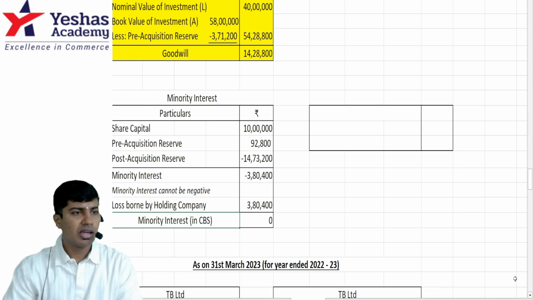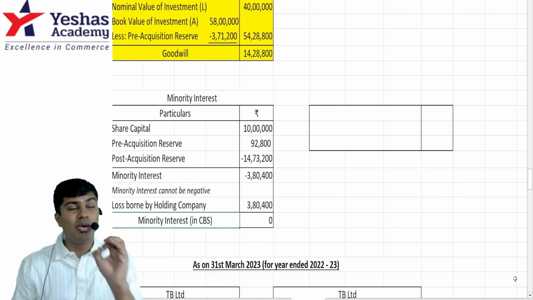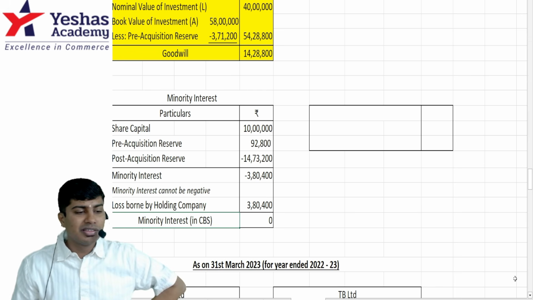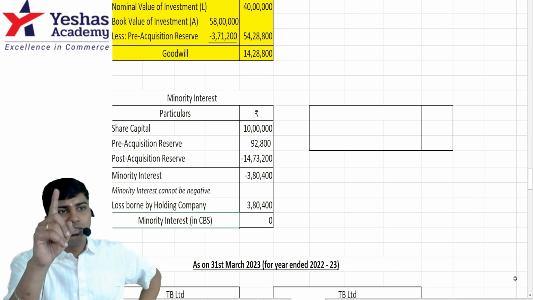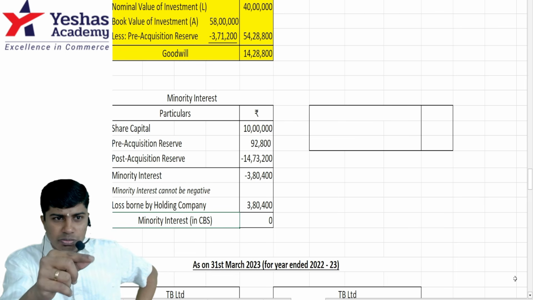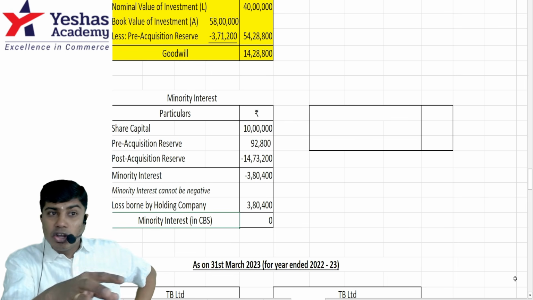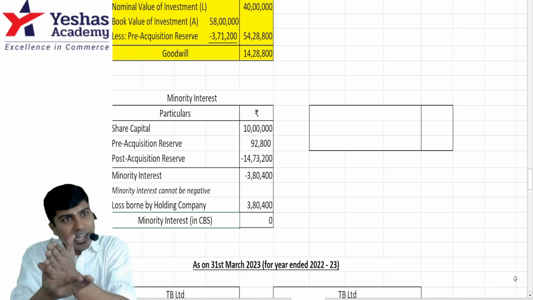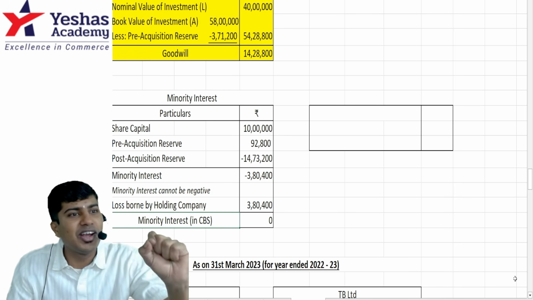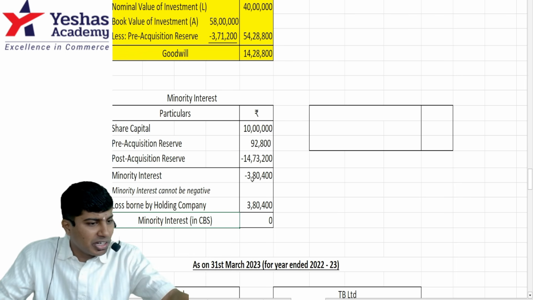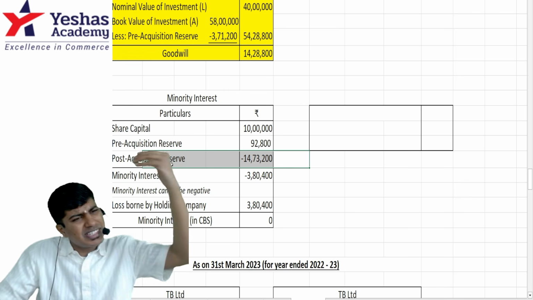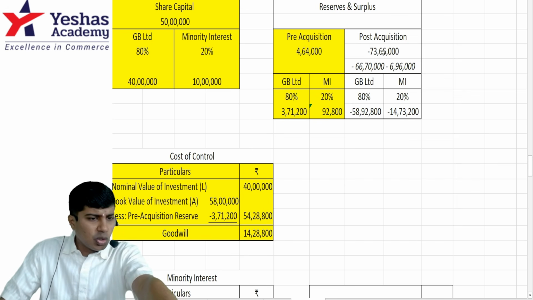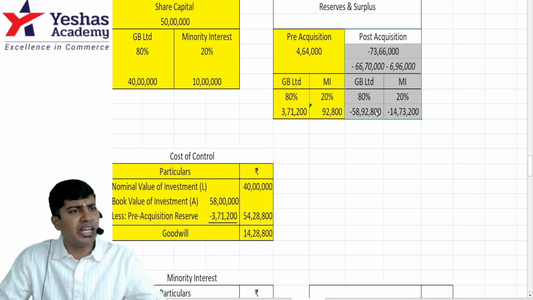Everybody got this? How much is the loss borne by holding company because of minority interest becoming negative? 3,80,400 loss borne by the holding company to make the minority interest zero. Is 3,80,400 in this year or till the end of this year? Till the end of this year. Why? When we took post acquisition, it is only this year loss? No, ever since acquisition. After acquisition, every year's loss together. Am I right? Yes, here I took only current year loss. No, every year after acquisition.